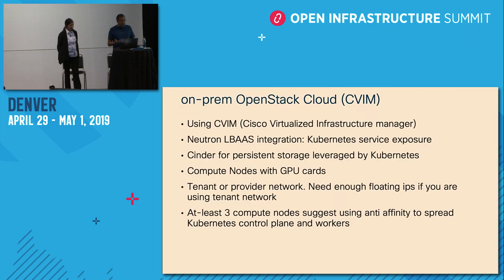So what are the requirements out of the on-prem OpenStack cloud to make this happen? These requirements are nothing new if any of you are running Kubernetes on top of OpenStack; some of these requirements will be known to you. We are using Cisco VIM, which is the Cisco Virtualized Infrastructure Manager. For people who don't know about it, we had this running in the booth. This is basically an NFV private cloud running OpenStack.